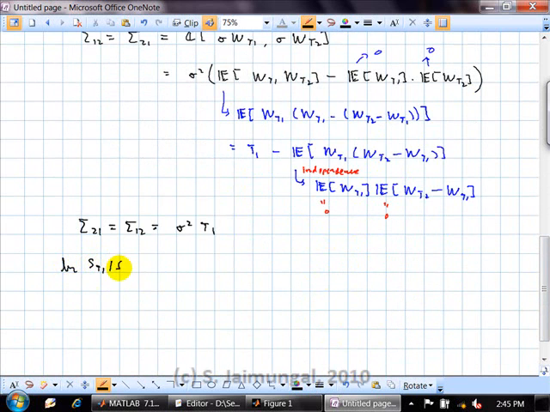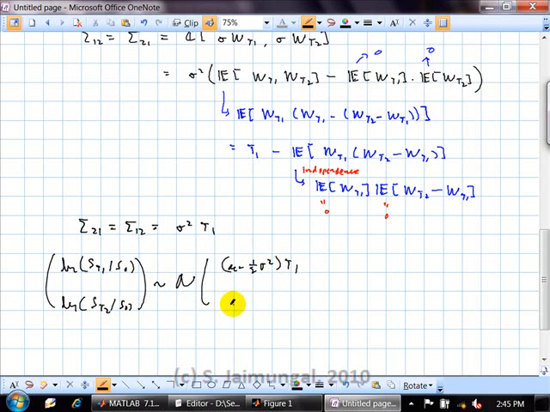So we have log S(T1) over S0, log S(T2) over S0. This is normal, with mean mu minus a half sigma squared T1, mu minus a half sigma squared T2. And we could even factor out, well, I'll leave it like this, covariance matrix sigma squared T1, sigma squared T1, sigma squared T1, sigma squared T2.